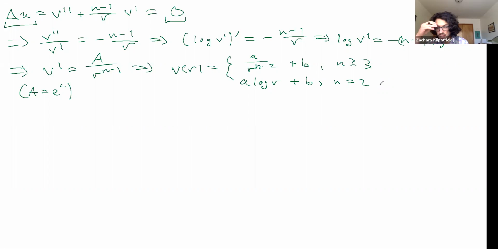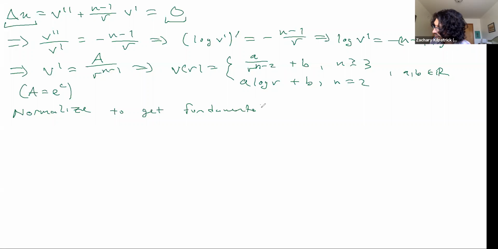And we won't worry about the n equals 1 case because we wouldn't have had to even go through this whole process for the n equals 1 case. That's just going to be a linear function in that case, okay? So a and b we can take to be free constants, okay? Now we'll normalize to get the fundamental solution, just like we did in the case of the heat equation.